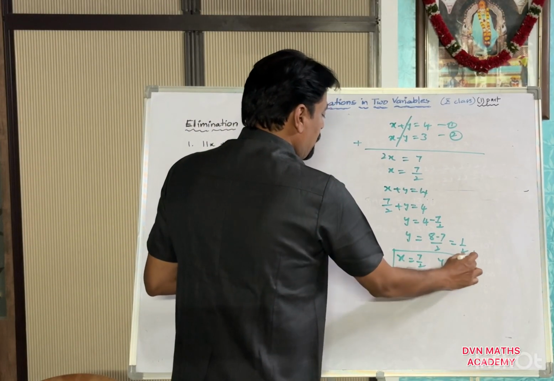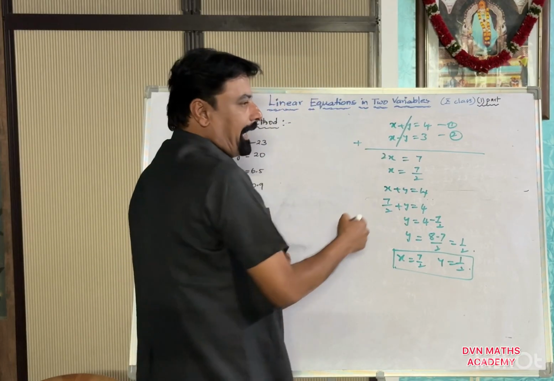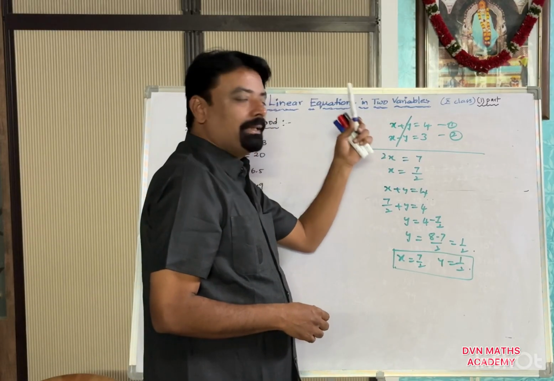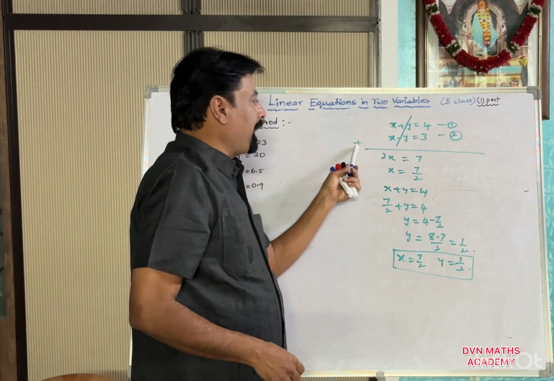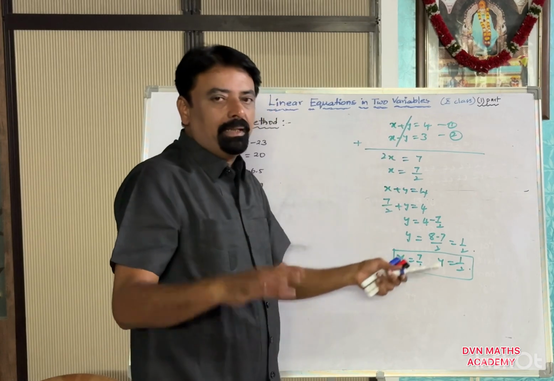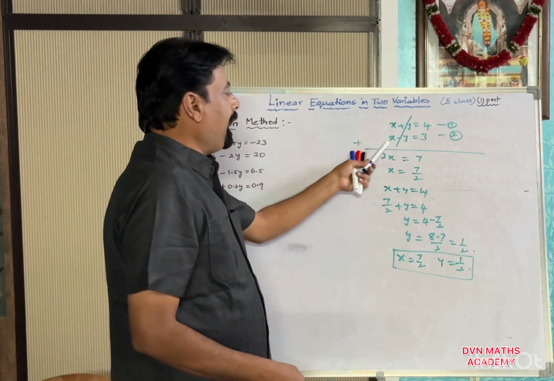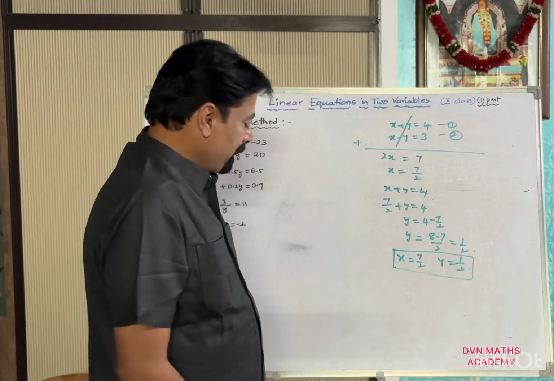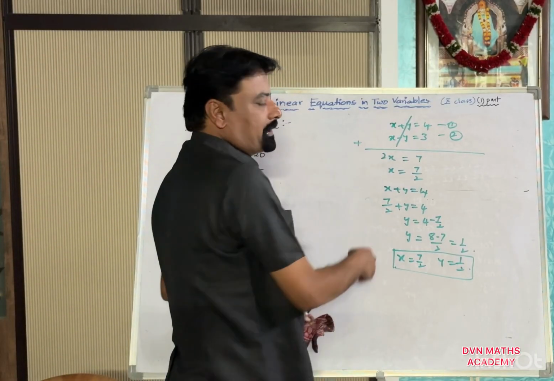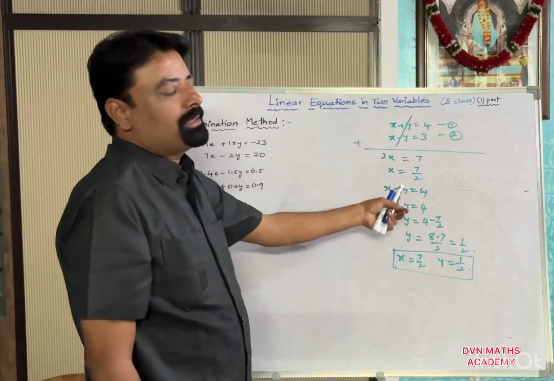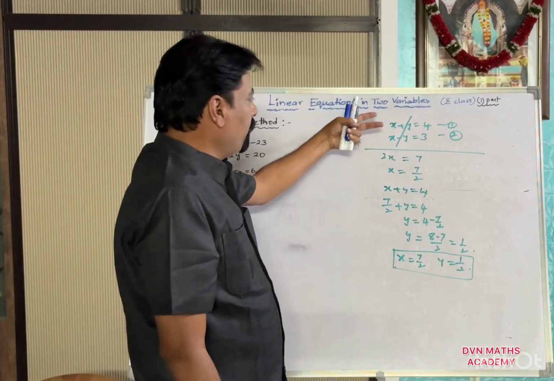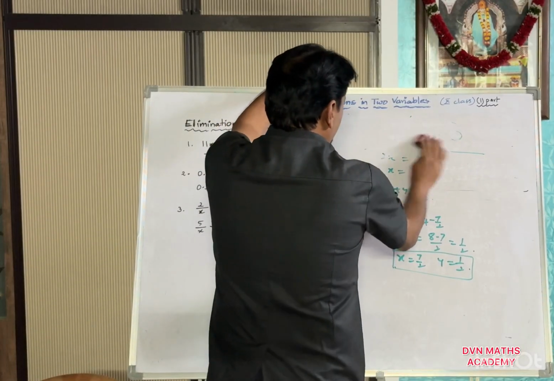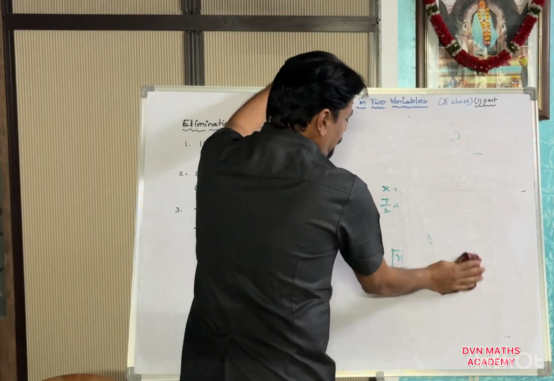What we are doing here is eliminating one of the variables by adding or subtracting when the coefficients are equal. If the coefficients are equal, we need to subtract. If the coefficients are equal and they have different signs, then you can add and eliminate one of the variables. This method is called the elimination method, but you don't expect these types of questions in your exam. This is one of the easiest questions I selected to explain what the elimination method is. But here I selected some difficult questions, and every question has a different pattern.